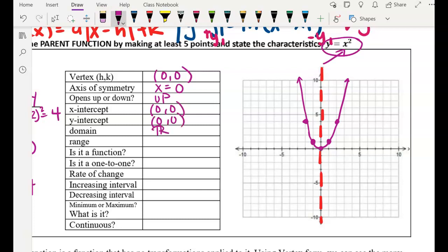The domain is always all real. The range is y is bigger than or equal to 0. Or if you like interval notation, that's okay to do. You can pick one or the other. It is definitely a function. It is not a one-to-one. The rate of change, since this is not a line, we're going to say it varies.